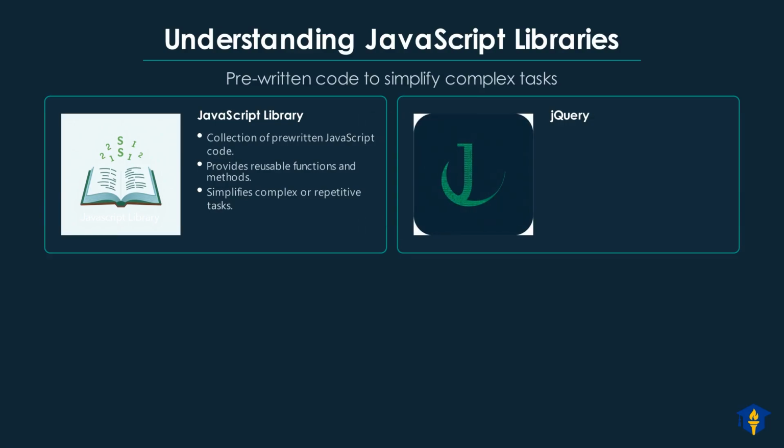Now, let us look at some popular examples, starting with jQuery, a widely used and powerful JavaScript library. jQuery is excellent for simplifying document object model manipulation and streamlining event handling across various web elements. It also effectively streamlines animations and makes performing asynchronous JavaScript and XML requests much easier.